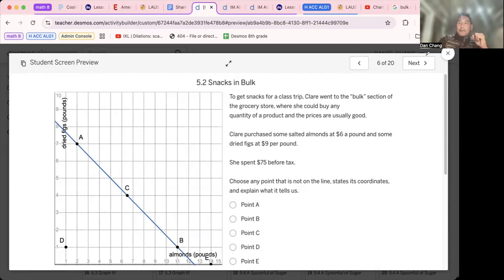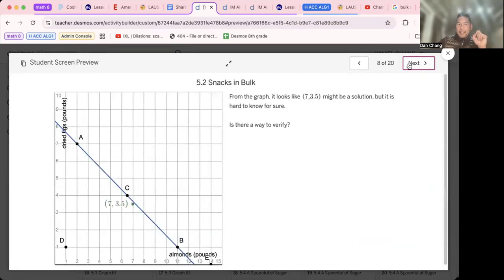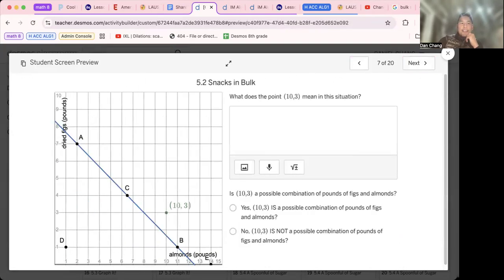The other thing I hope you guys notice as you move forward and you're really looking at slide 7, which has the point 10, 3, and slide 8, which has the point 7, 3.5. Hopefully you might notice that if you're above the line and you find a combination of figs and almonds that are above the line, all of those combinations will be greater than the $75 that is your budget.